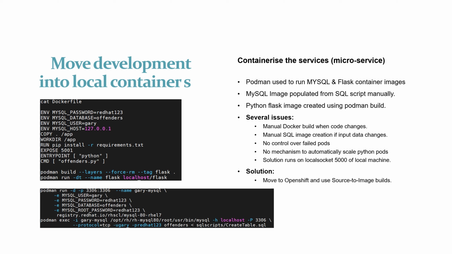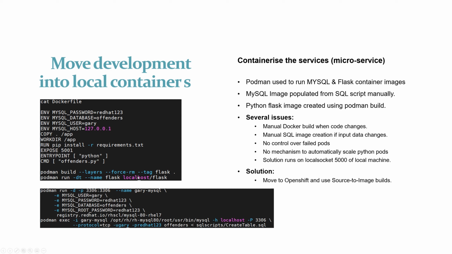And to do this, I utilized a Docker file and used the podman build process to do that. So we're taking our application and we're moving from a simple monolithic application and incorporate it into microservices or containerized services. So this is something typically that developers would do. So Podman is used to run both the MySQL and the Flask container images.